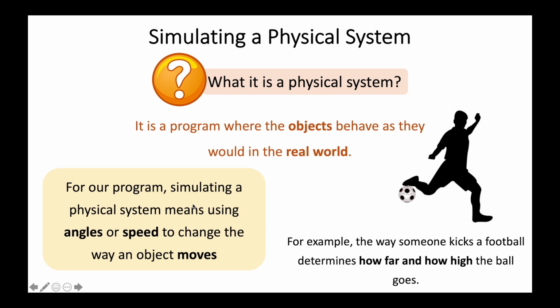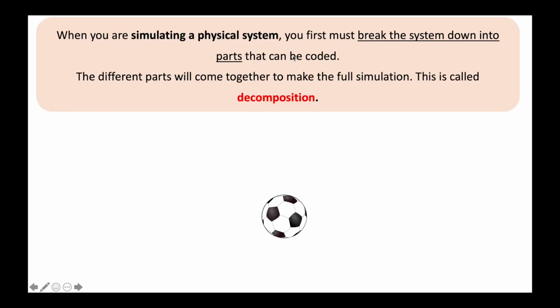So for our program, simulating a physical system means using angles or speed to change the way an object moves, and in this case, it's going to be the football. When you're simulating a physical system, you first must break the system down into parts that can be coded. There's no use going in straight away and trying to program everything. You need to start step by step. The different parts will then come together to make the full simulation, and this is called decomposition.